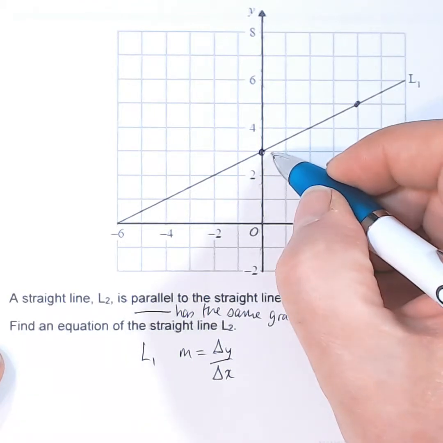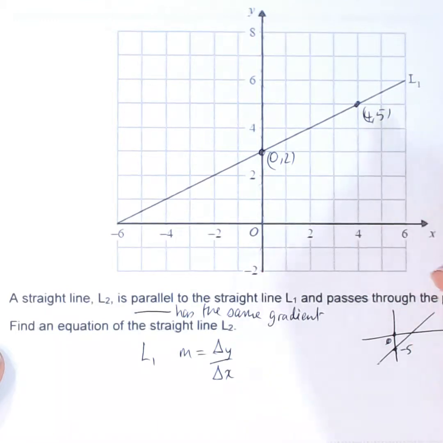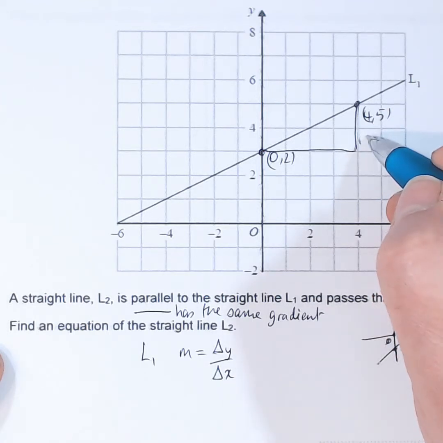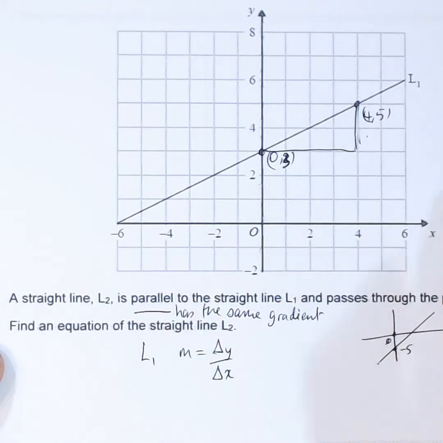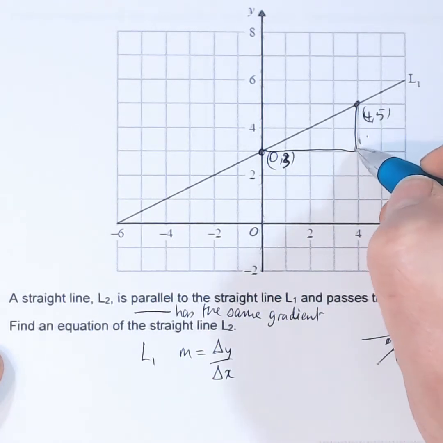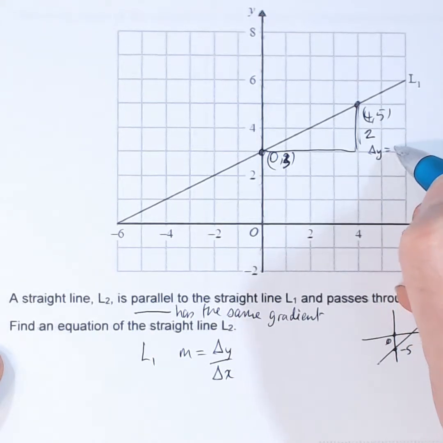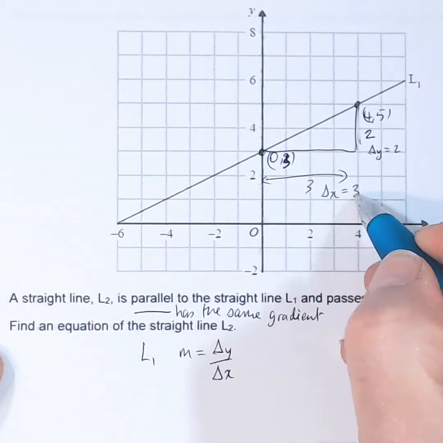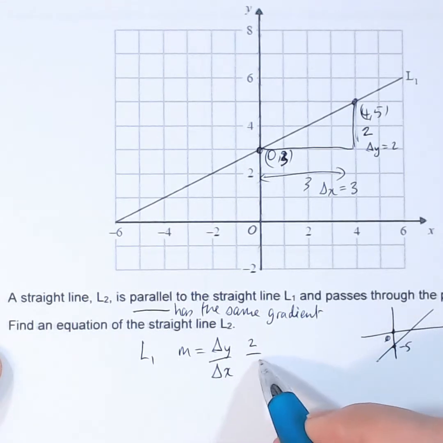So this coordinate was 0, 3, and this coordinate was 3, 5, and what we can see is that the change in the y coordinates is 2. We've gone from 3 to 5. So we've gone positive because we've gone up there. So it's positive 2. That's the change in y. So delta y equals 2. And along here we've gone across 3. So our delta x is equal to 3. So we know that delta y was 2, change in y, divided by delta x, which was 3. So our gradient is 2/3.